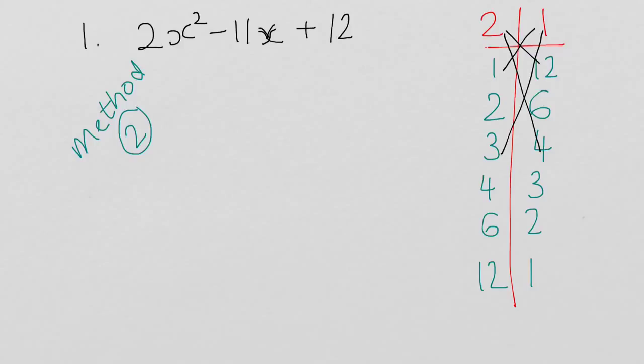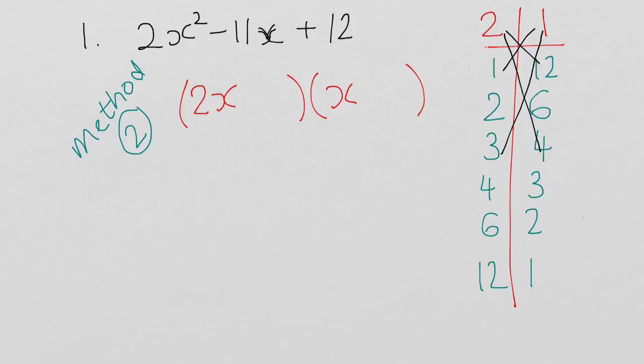So we can now put in our brackets. The numbers up here, your 2 and your 1, are going to be your coefficients of x. So in the first bracket, we're going to have 2x, and then in the second bracket, it's just 1x.